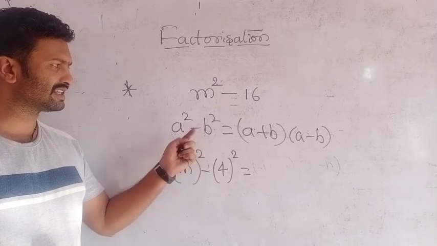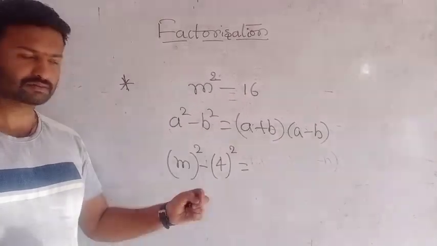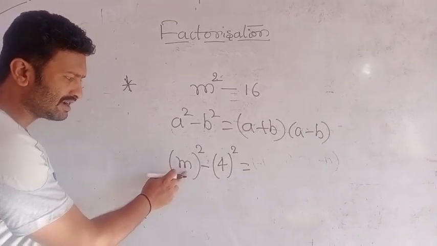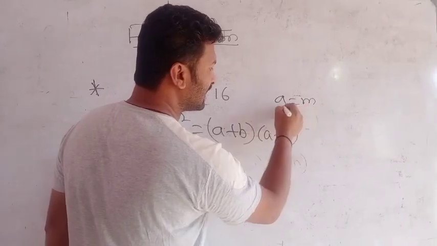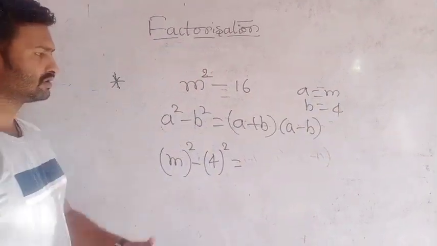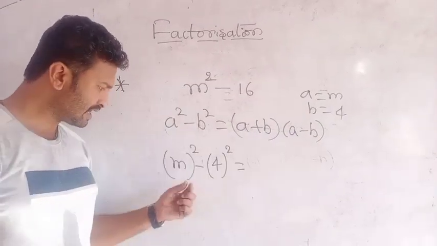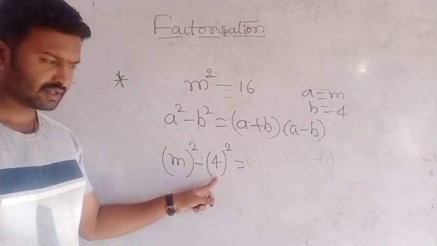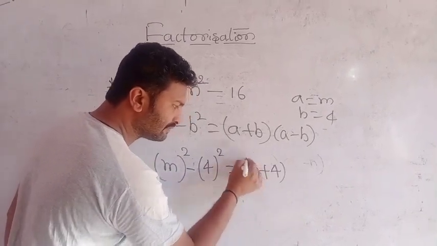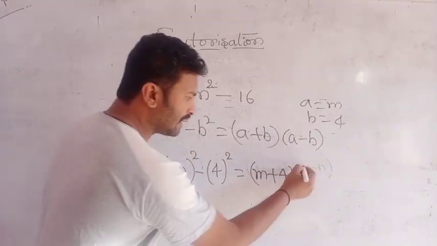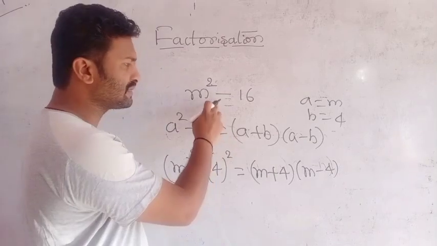If you apply the square, you will get the same answer. 4 square is 16. Next, here a means m, b means 4. Here a equals m and b equals 4. Now, the expansion of a square minus b square equals (a + b) into (a - b), right? Here a square minus b square is there, so how to write this? (a + b), clear? And (a - b). We got the factors of this expression.